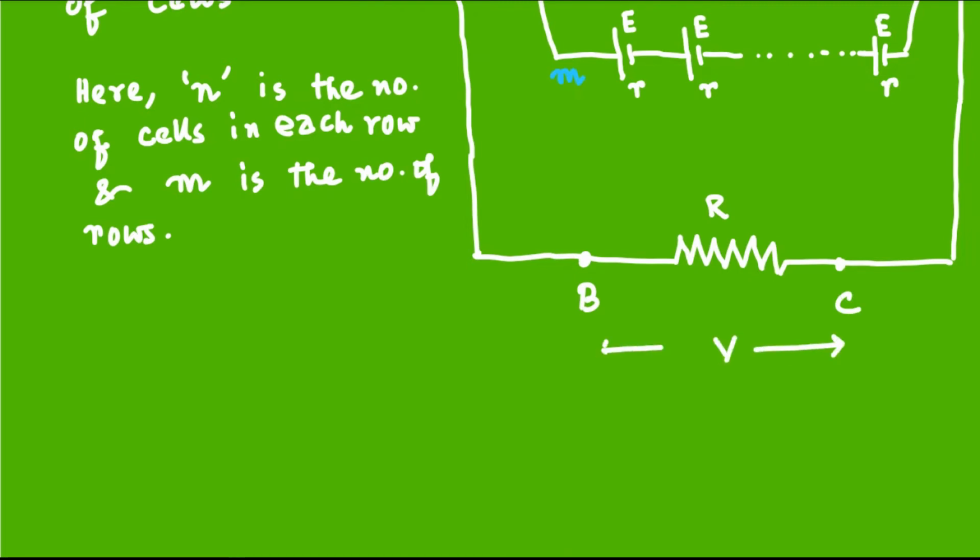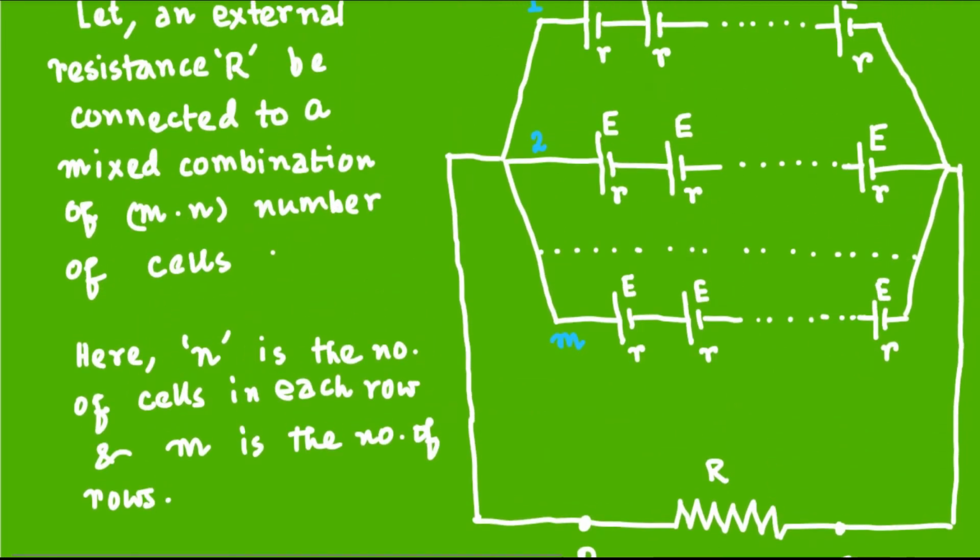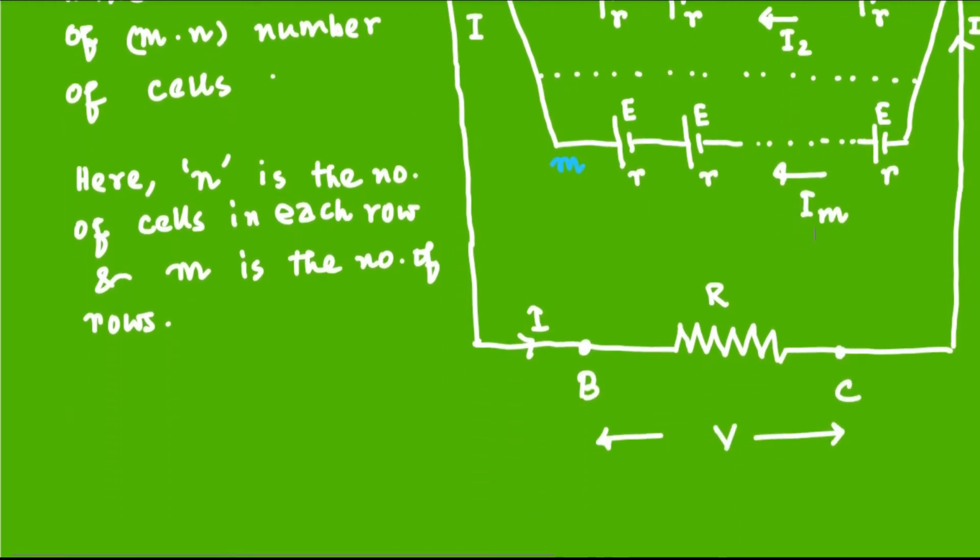V is the potential difference across the external resistance capital R, and I is the total current generated from this mixed combination of cells. This current I will be flowing through the external resistance and will return to the mixed combination of cells, flowing in this way through the cells. That means current flows from negative terminal to positive terminal inside the cell, and outside the cell this current will be flowing from positive terminal to negative terminal.